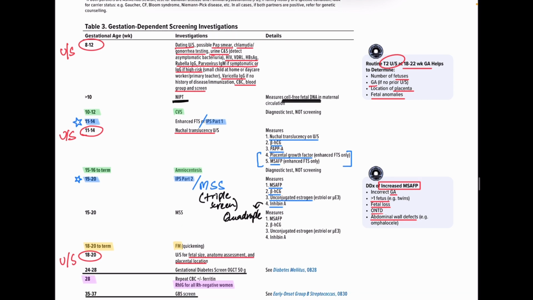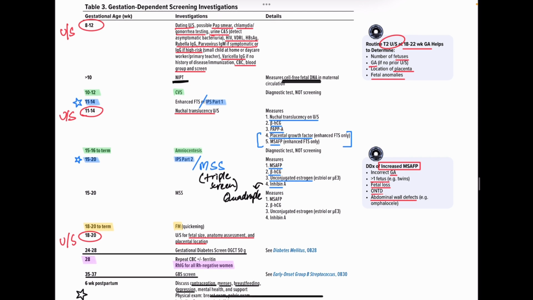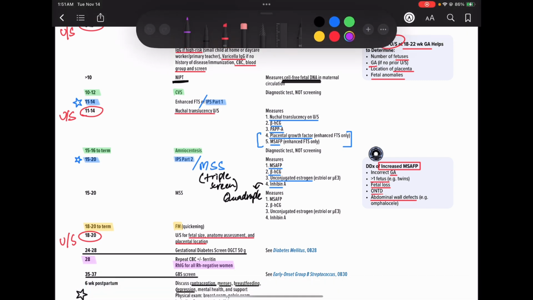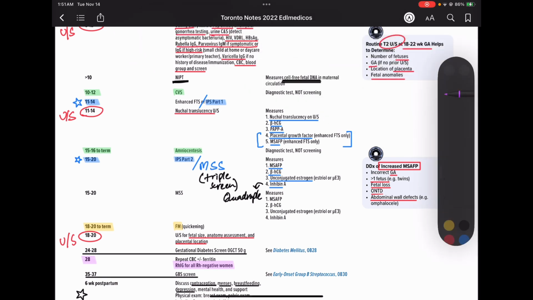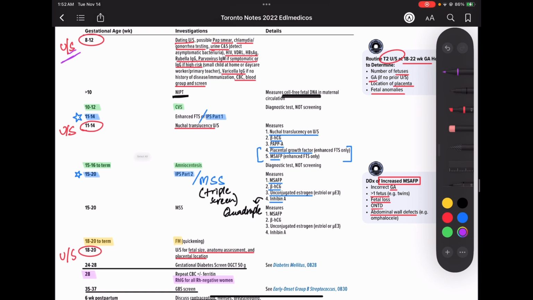This table I have tried to color code to make it kind of easy. So first of all, we're gonna look into ultrasounds. We can see over here, right here we have some ultrasounds.